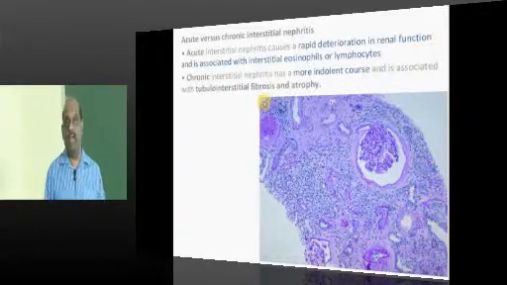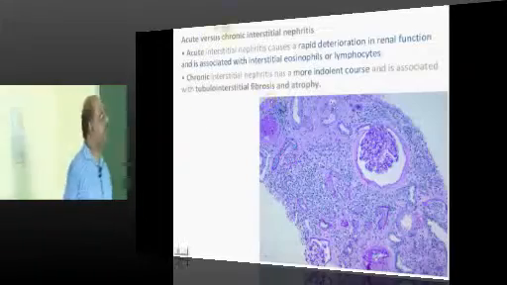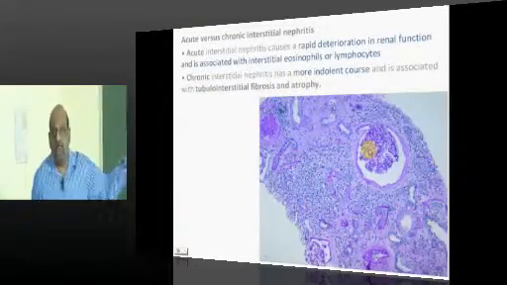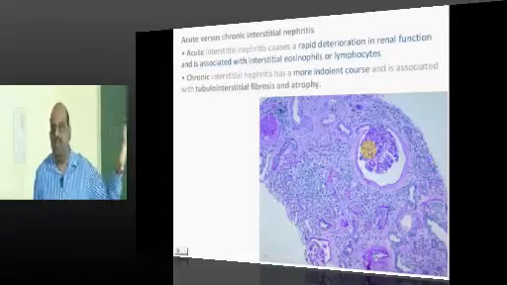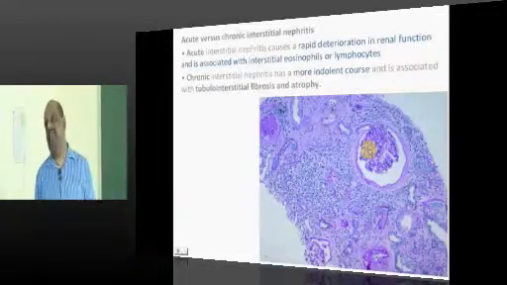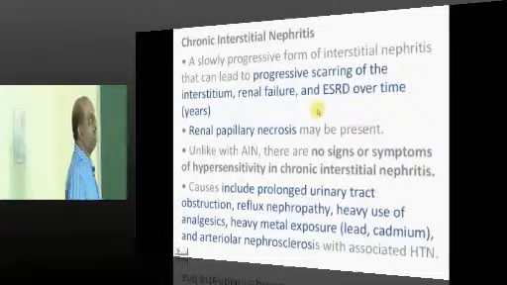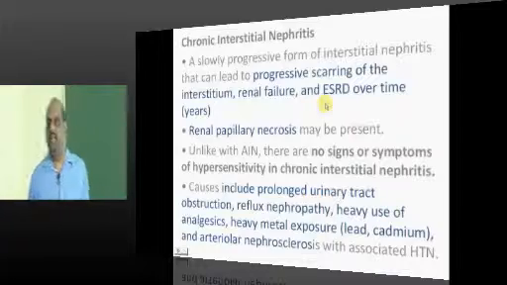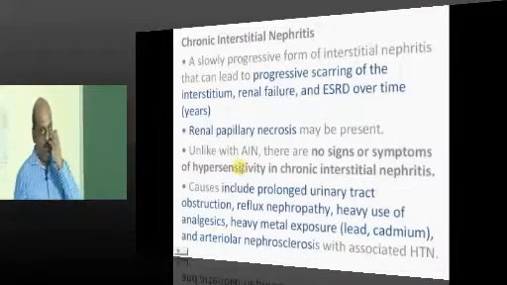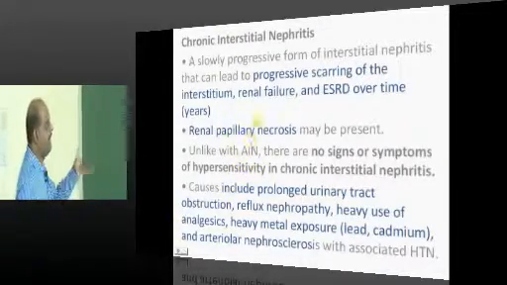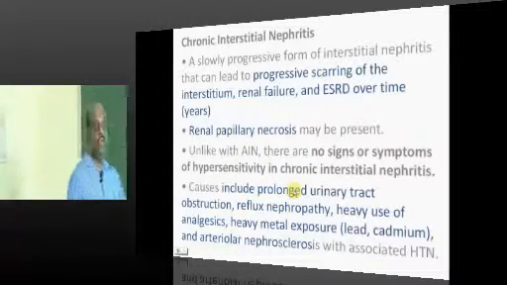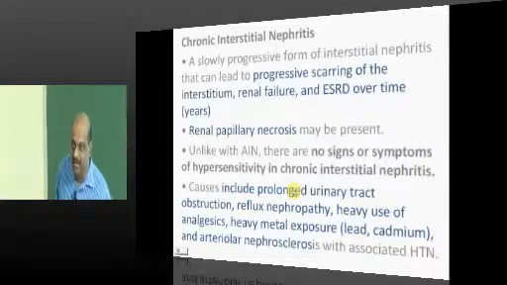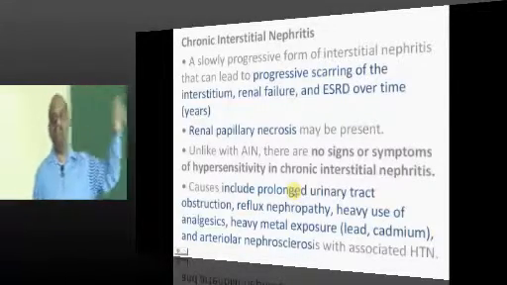So how do you differentiate? If you do a renal biopsy, you will find fibrosis and atrophy, which is the important feature to say it is a chronic interstitial nephritis, is what you have to ultimately remember. So there is a progressive scarring with end stage renal disease in case of chronic interstitial nephritis. Some people may also have papillary necrosis. There are no signs of hypersensitivity like rash, fever, etc., which is seen in acute interstitial nephritis.